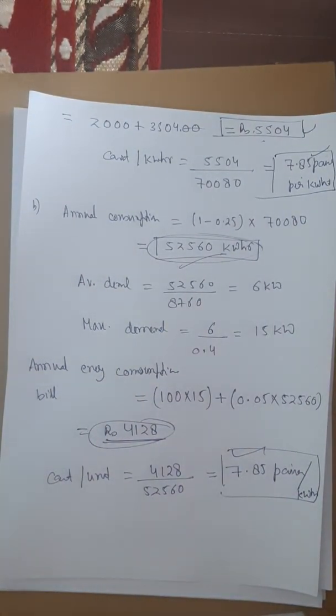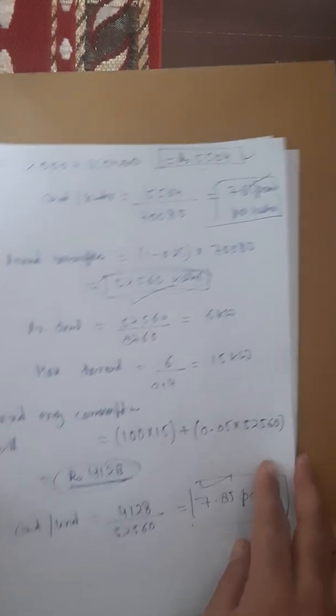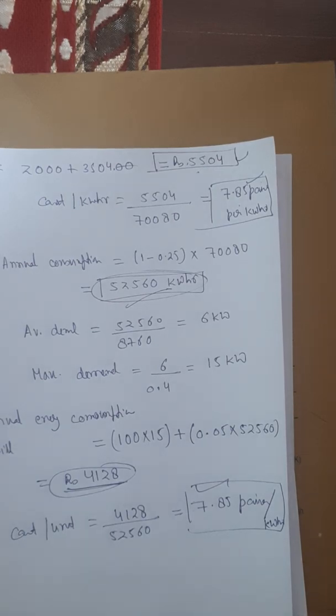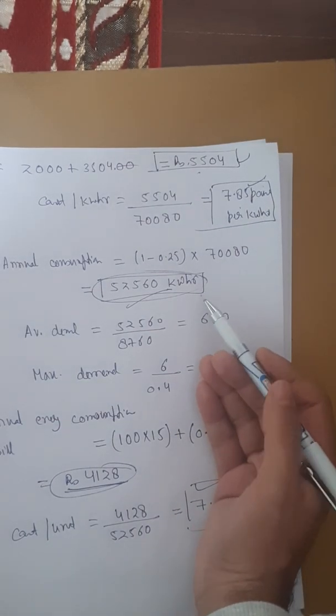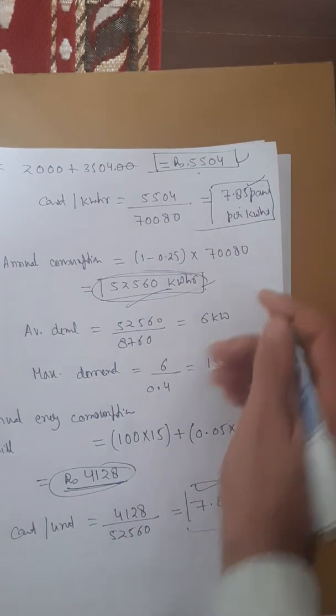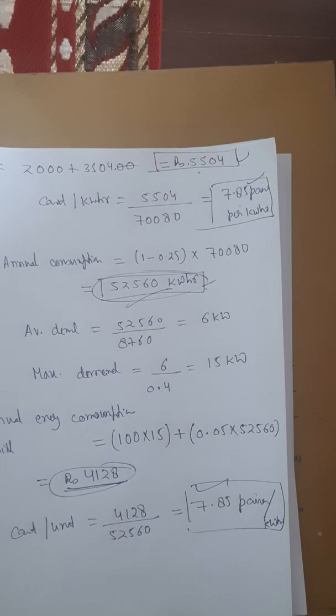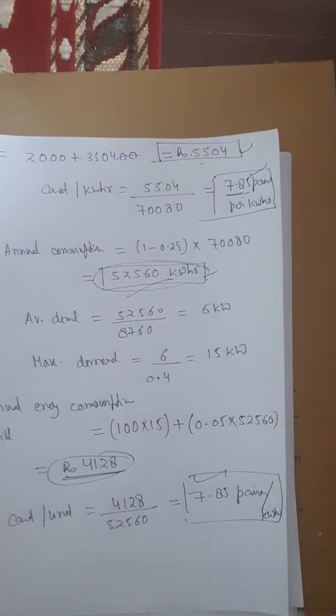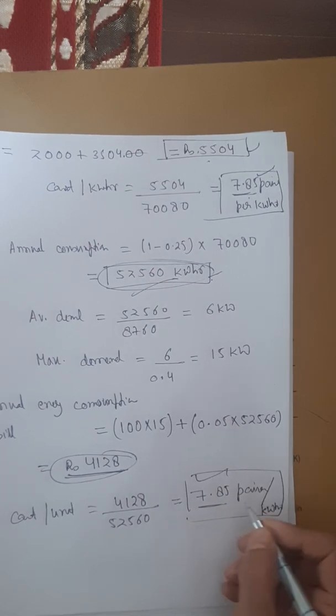So what was the cost per kilowatt hour? Look, I want to show something very important here. When the load factor was 40% in the first case and 40% in the second case as well, what happens in the second case? Only the total number of units consumed changes. Total annual energy consumption changes, but the load factor remains the same. So tell me, what is the cost per unit? In the first case it was 7.85 paisa per kilowatt hour. In the second case it is again 7.85 paisa per kilowatt hour.